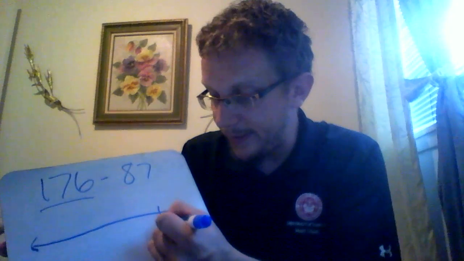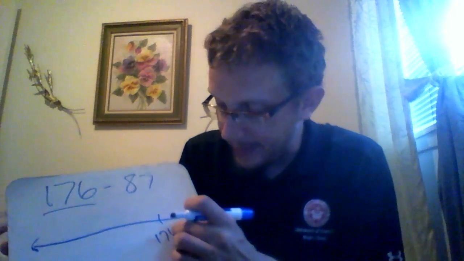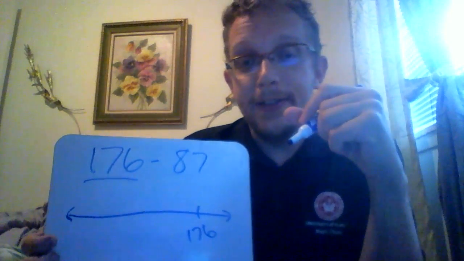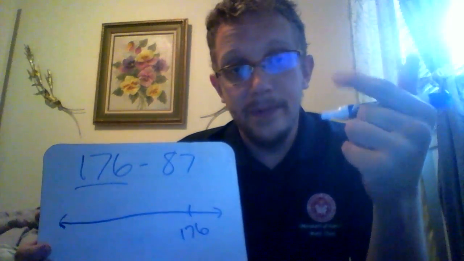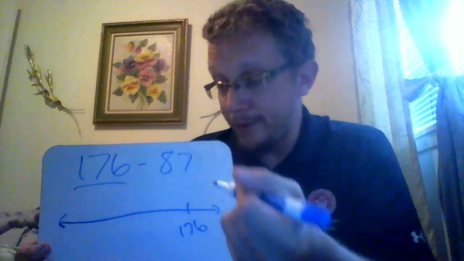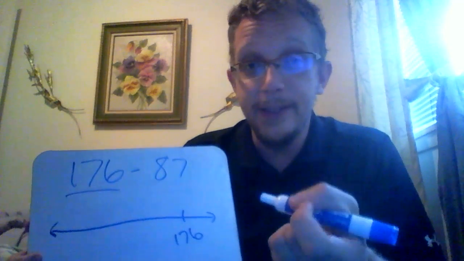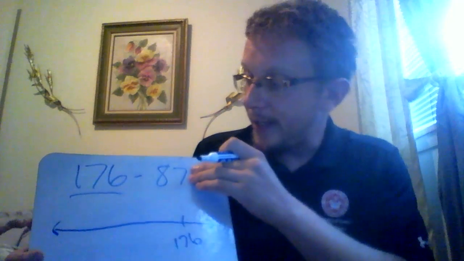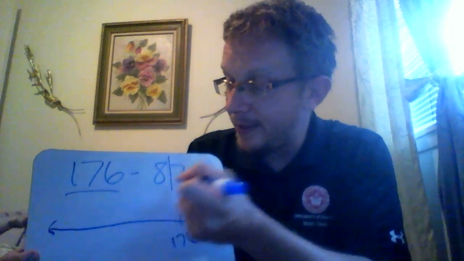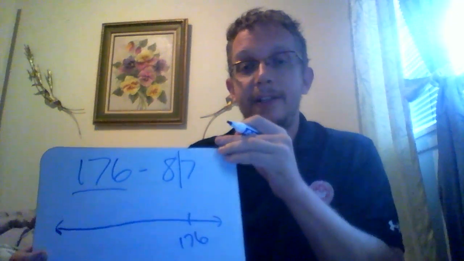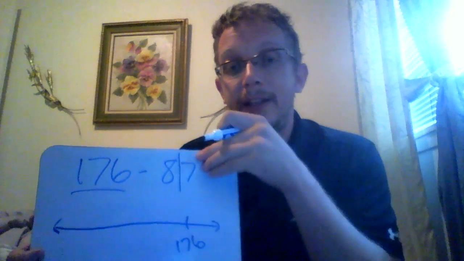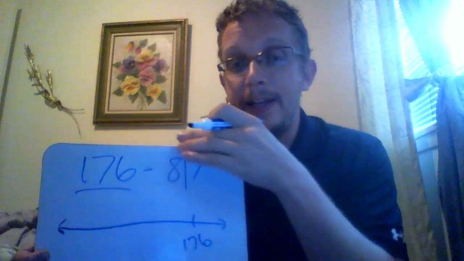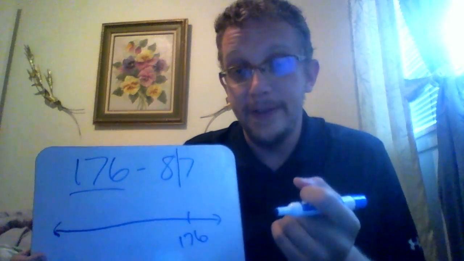So 176 is going to be about right there. I'll make that a little bit easier to see. There we go. Okay, 176 is going to be our starting point, and we know we're going to be going left because we're subtracting. So the nice thing about count back strategy is we're actually going to be taking this number, 87, and splitting it down. Now I did this because it's going to help the students see that 87 is 7 ones in the ones place value and 8 tens in the tens place value.